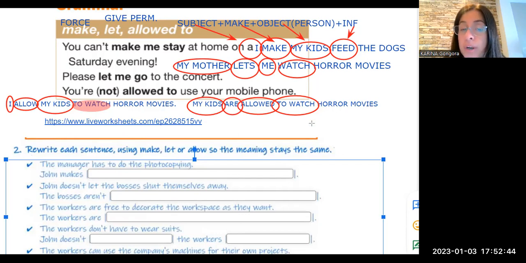¿Cuál es el error común? Que me piden a mí que use, por ejemplo, let y me olvido de sacarle el to. O al revés, que me piden que use allowed y no le ponga el to, right? Una y otra significan lo mismo. Y la diferencia está en que tengo que fijarme si va o no el to. All right?